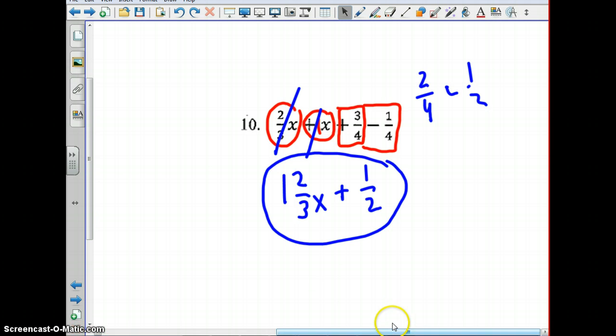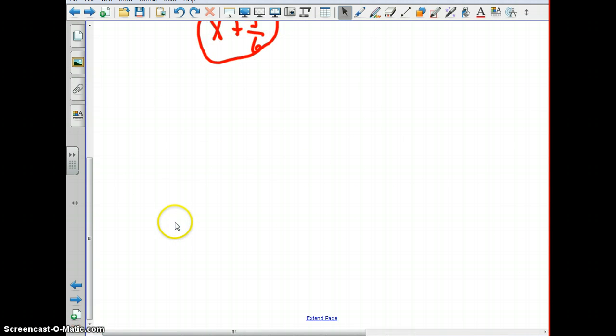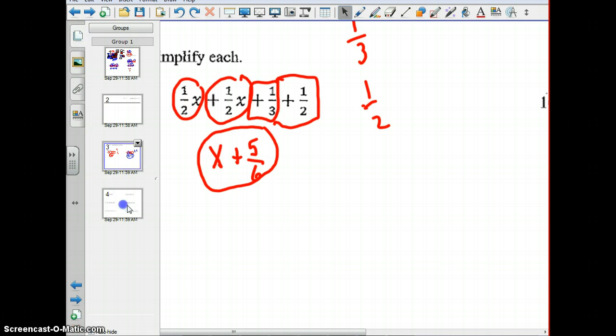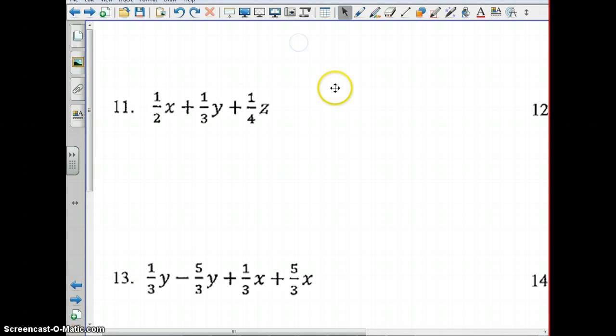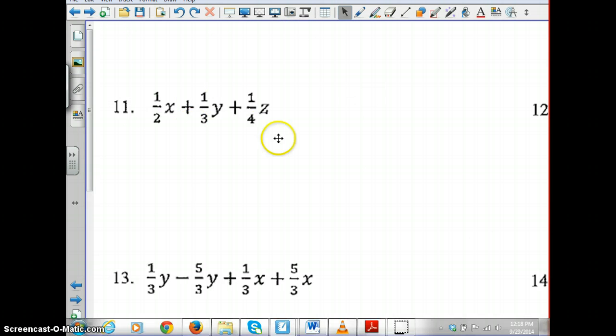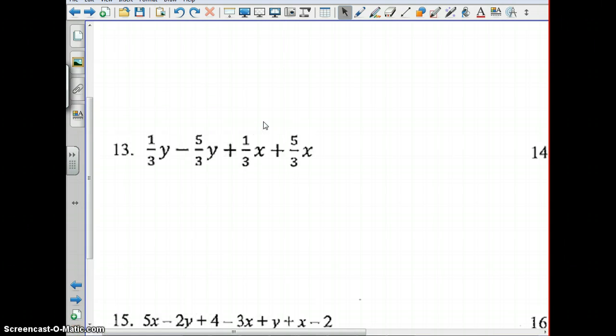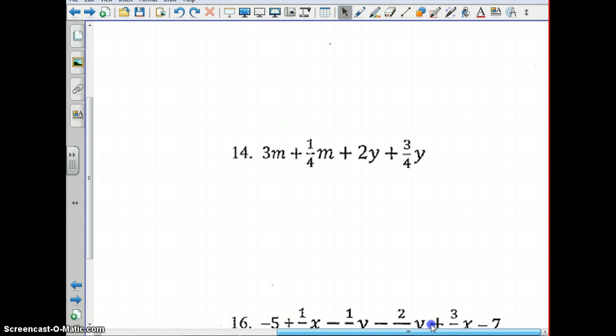Let's try to get another one done and see. We'll do this one. Number 14. Are there any other m terms? Yes. Which one? Positive 1/4 m. Are there any other y terms? Yes. So those are like terms.